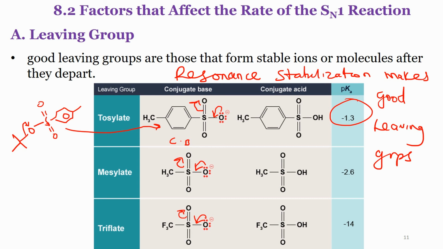So resonance stabilization makes good leaving groups because instead of the electrons interacting with another molecule, they just jump around their own molecule. Yeah, exactly. They jump around, they are hidden within the structure of the molecule. You know, a strong base should have electrons available to attack another molecule. But because of resonance, the electrons are hidden within the structure.